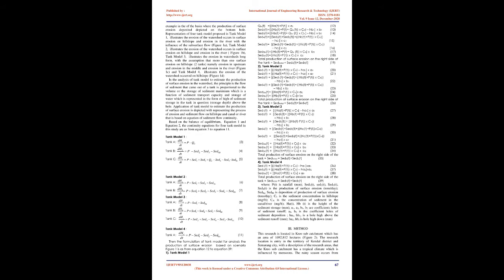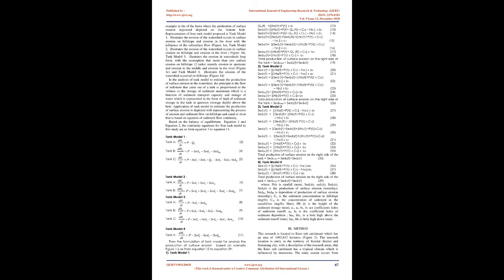In the analysis of the tank model to estimate the production of surface erosion in the watershed, the principle is that the flow of sediment that comes out of a tank is proportional to the maximum volume or storage of sediment, which is a function of sediment transport capacity, and storage of water, which is represented in the form of the height of sediment storage in the tank in question, the storage depth above the hole.